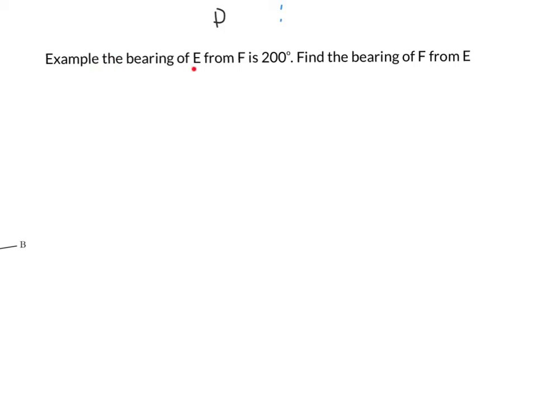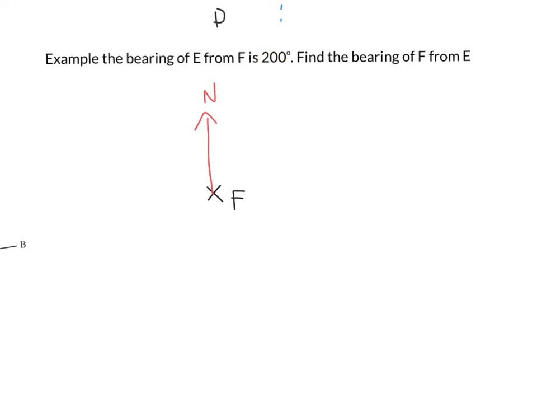The bearing of E from F is 200 degrees, and we're going to find the bearing of F from E. So begin by trying to draw this out. The bearing of E is from F, so you just mark on your F first of all. To measure the angle 200 degrees, we need to have our north drawn in. And then 200 degrees, where would that be? Is the line going to go northeast, east, southeast, south, southwest, west? Have a look at the angle.